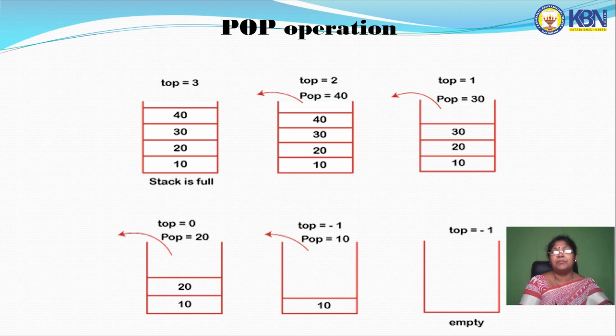So every time I'm giving top minus 1, it means one element will be deleted. After completion of every element, first it gives the stack is full. After filling the elements, it gives a stack is full. Then one by one, I'm deleting the elements. After deleting every element, the stack is empty.